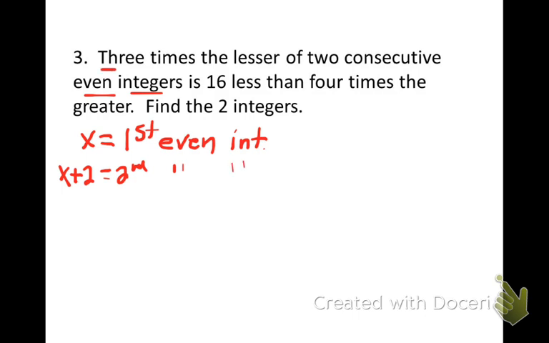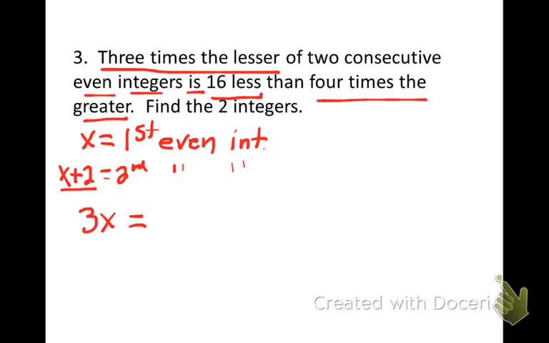So we're just going to read a little bit at a time. 3 times the lesser. Well, ask yourself which one of these would be the lesser, the x or the x plus 2. Well, the x would be the smaller one. So 3 times that would just be 3x. Is translates to equal. 16 less than something, we need the something first. So I'm going to hold on to that and continue reading. 4 times the greater. Well, the greater then would have to be this one.